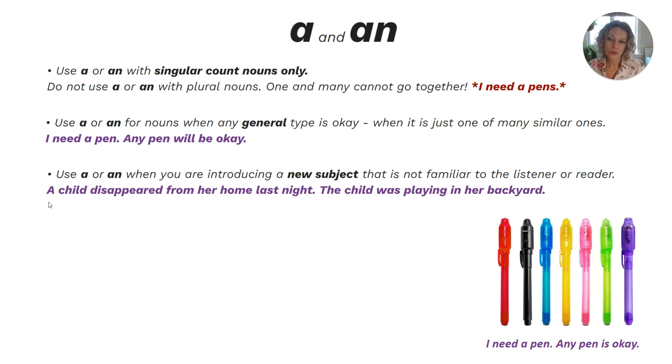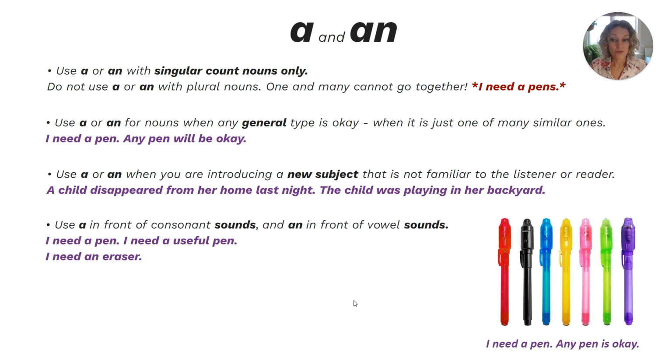So at the beginning of the news story, we don't know which child they're talking about in the news story. So they use a. But as soon as they've introduced that subject of the news story, then it becomes a known noun. It's a specific noun that we're familiar with. So after that, every time we talk about the child in the news story, we can use the specific article, the, because we are already familiar with this noun. The child was playing in her backyard.